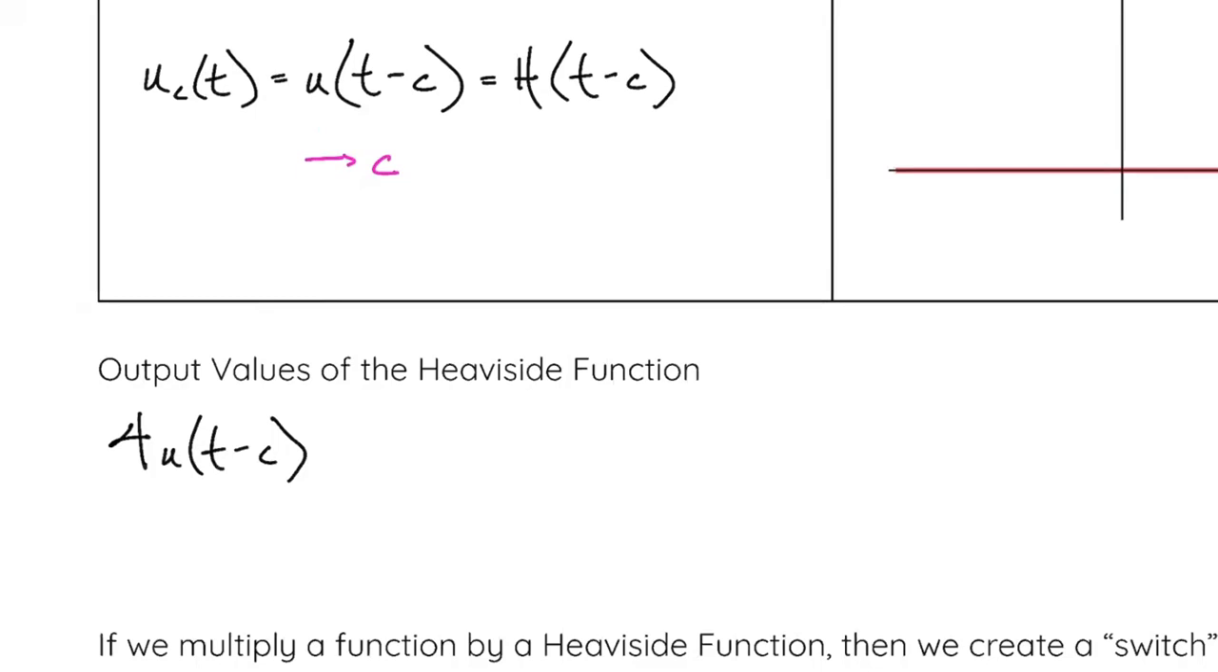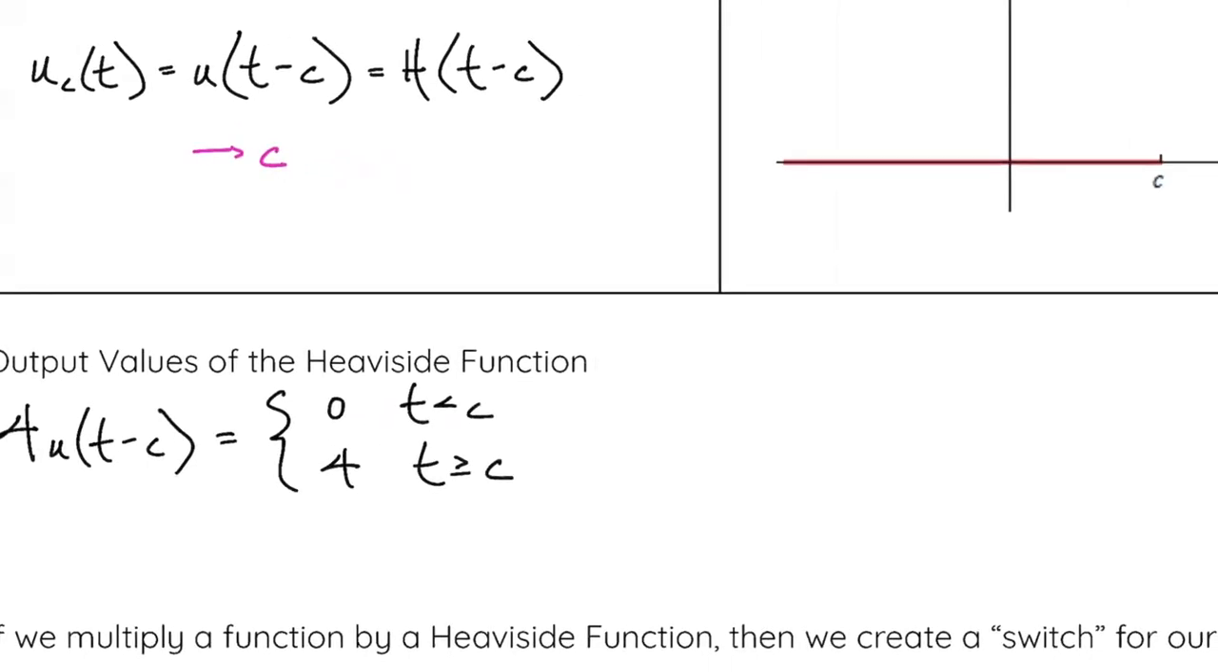If I have 4 times that, then my output values are going to be equal to 0 when t is less than c. But as soon as t is greater than or equal to c, now my function has a value of 4, right? So on-off doesn't have to be just binary like 0 and 1. We could also have 0 and 4.